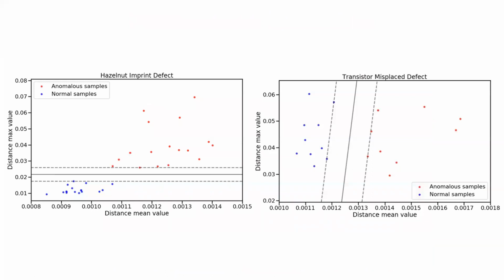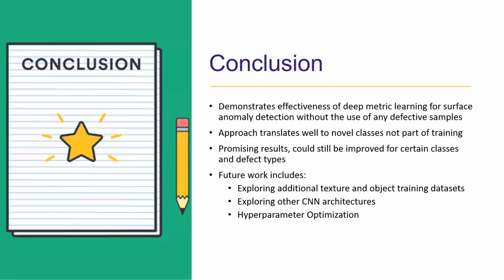The figures show 2 scatter plot examples with perfect linear SVM separation between the defective and non-defective samples. The plot at the left for a hazelnut class with imprint defects shows a separation mainly via features' max distance with a prototype. And the plot at the right for a transistor class with misplaced defects shows a separation mainly via features' mean distance with a prototype.